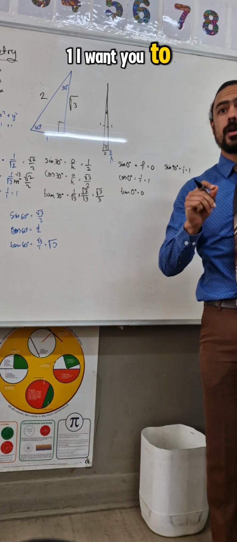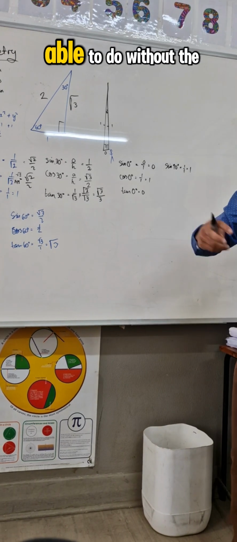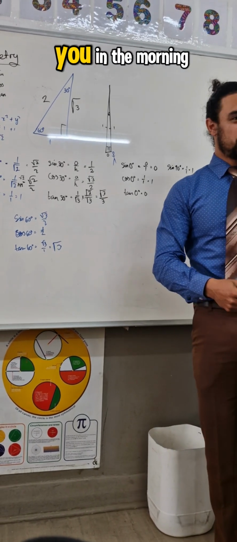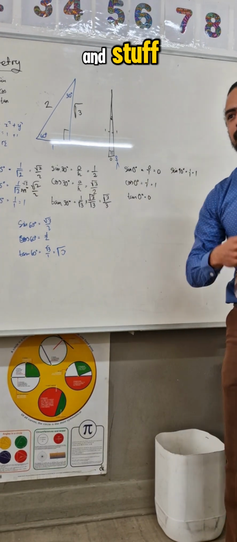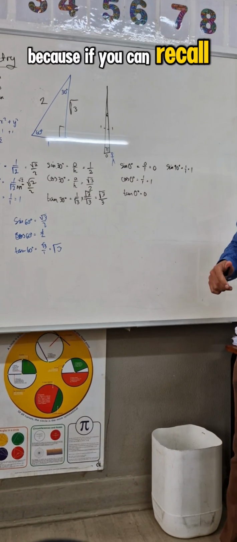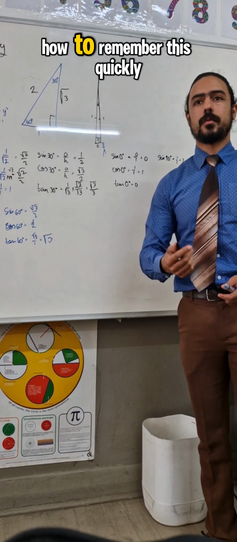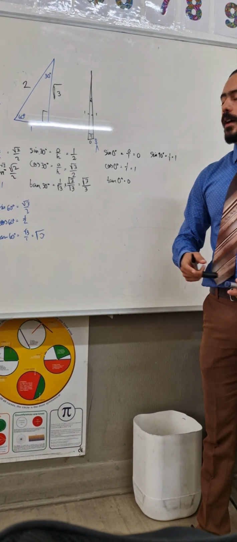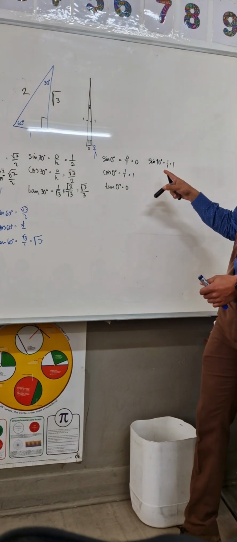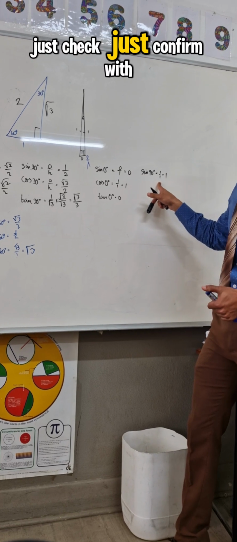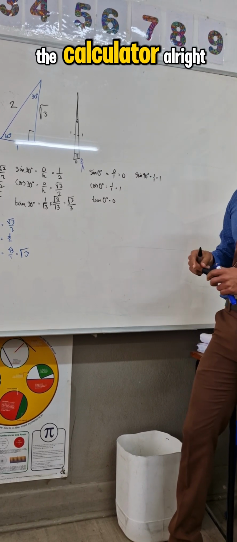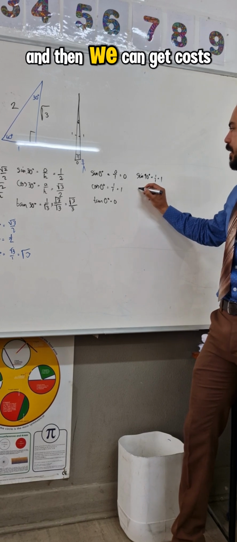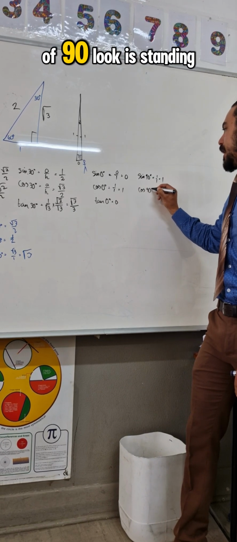I want you to remember these. You are supposed to be able to do these questions without the calculator, and that's why I ask you in the morning when you come into class what is the sine of 90 and stuff. Because if you can recall this, and I'll show you a quick cheat how to remember this quickly now. Just confirm with me if you type in all of these answers, if it is so on the calculator. Alright?